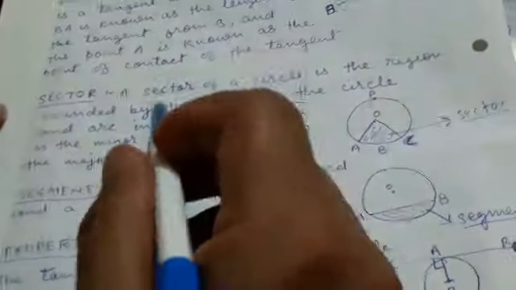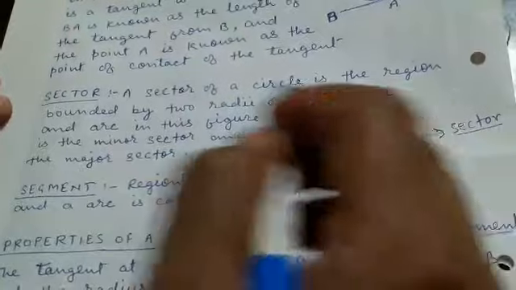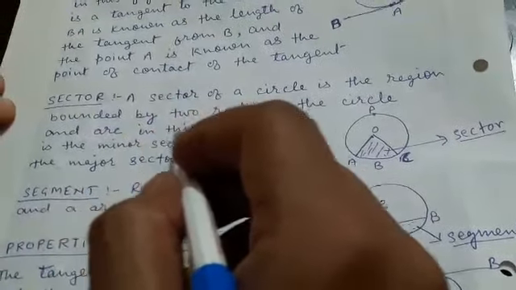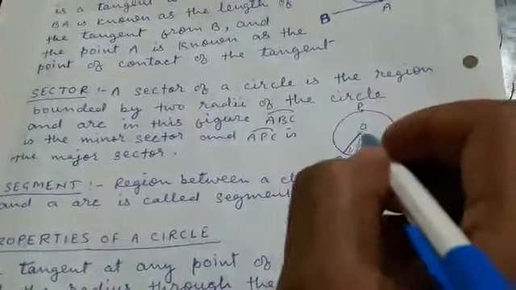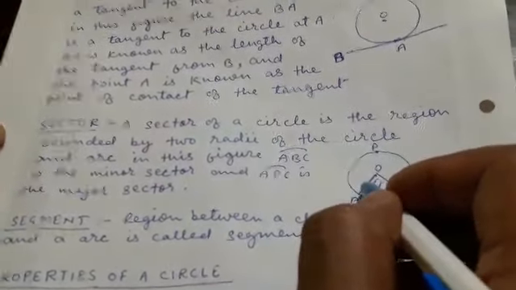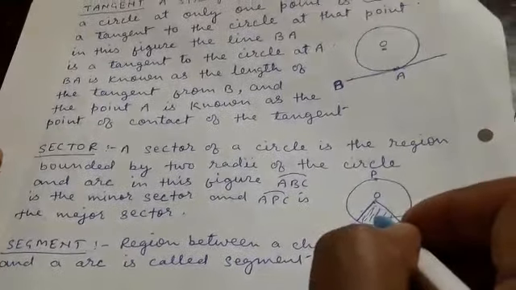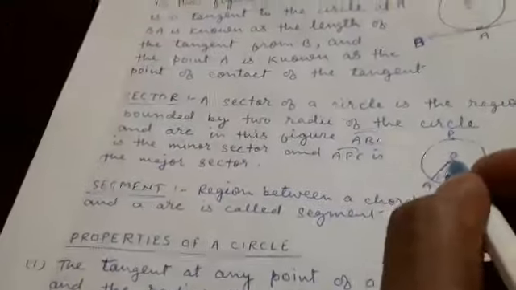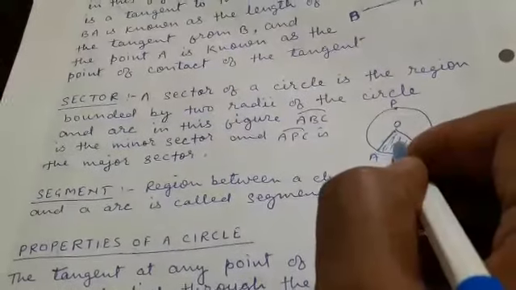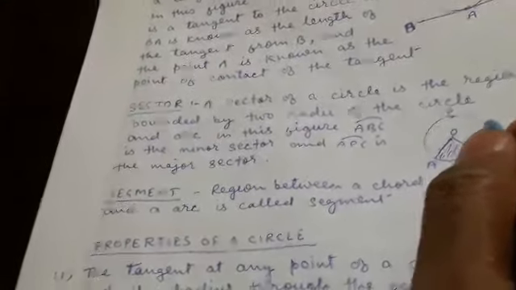Next we will see sector. A sector of a circle is the region bounded by two radii of the circle and an arc. In this figure, this part AOC is bounded by two radii OA and OC and one arc AC. This is called sector. This smaller part is called minor sector and bigger one is called major sector.